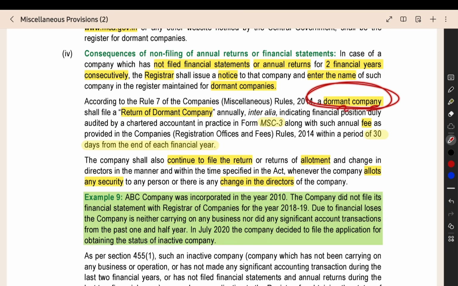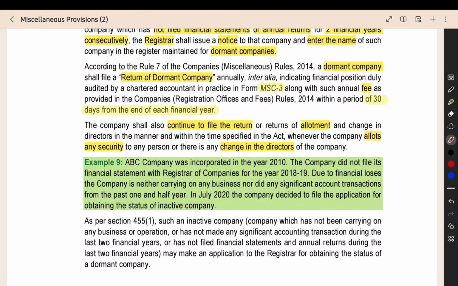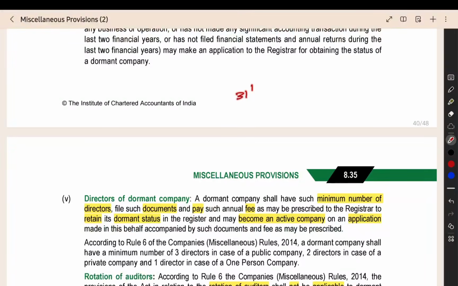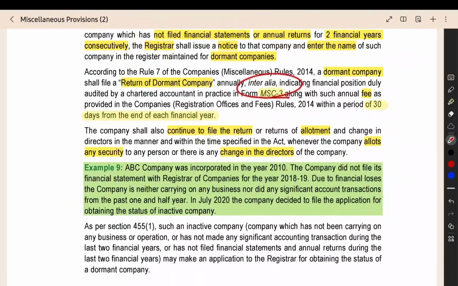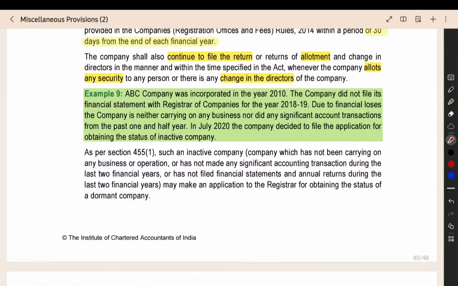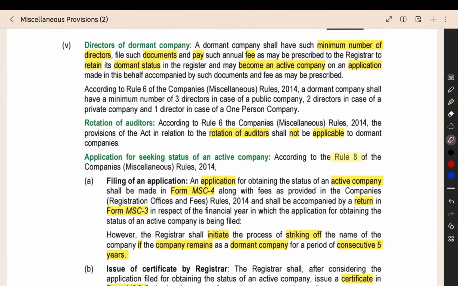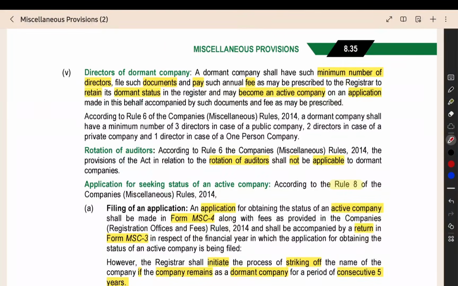If you are a dormant company, you have to file a return of a dormant company in form MSC3 along with applicable fees. The time period is within 30 days from the end of the financial year. Financial year end 31st March 26. Within that 30 days, you have to file the dormant company return, which is in MSC3. That is given here. Then if there is any allotment of security or change in the director, then also you have to file the return and inform this to the registrar.